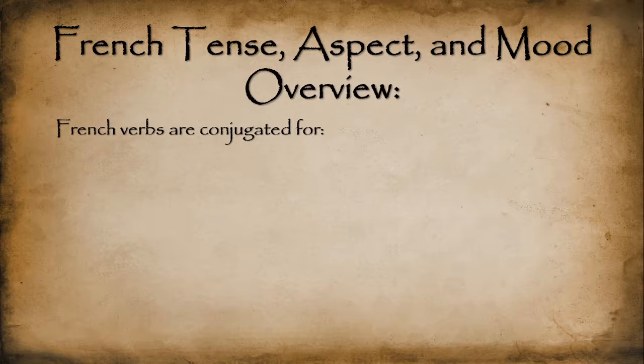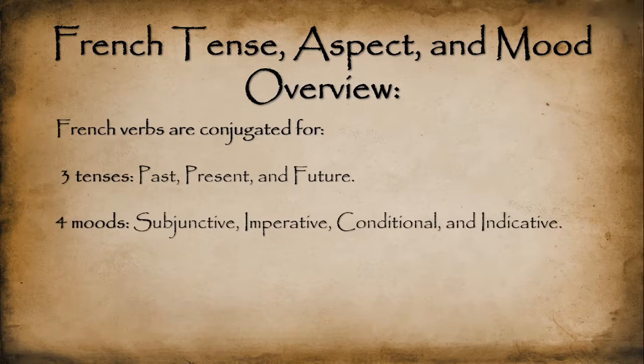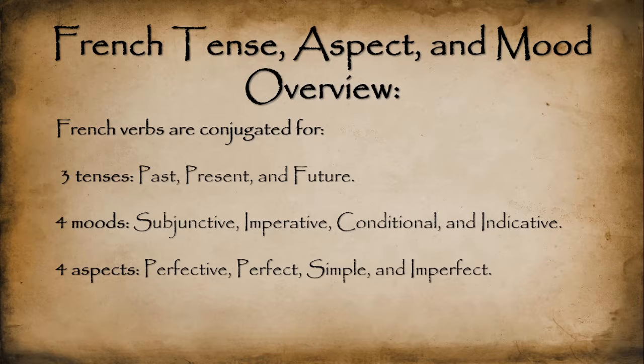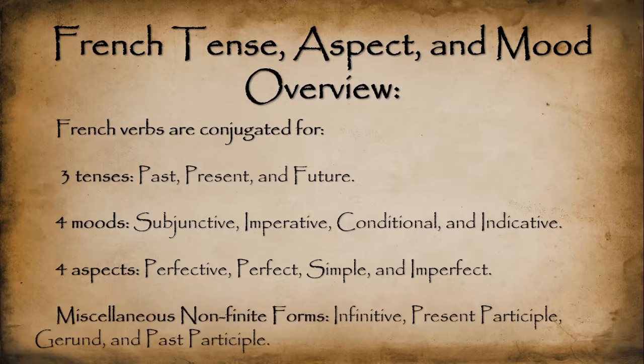French verbs are conjugated for 3 tenses, the past, present, and future, 4 moods, the subjunctive, imperative, conditional, and indicative, 4 aspects, the perfective, perfect, simple, and imperfect, and miscellaneous non-finite forms such as the infinitive, present participle, gerund, and past participle.